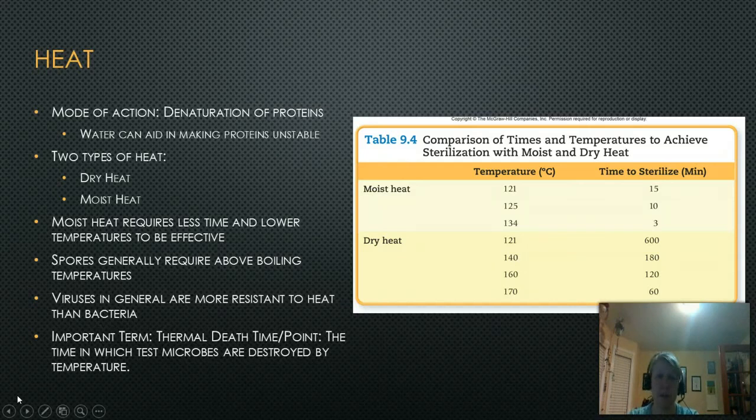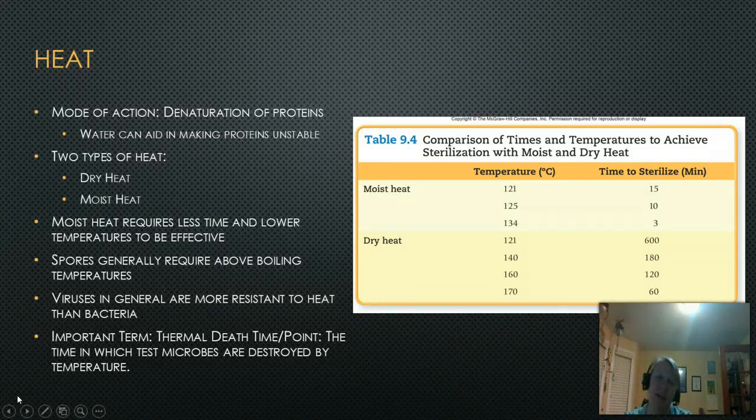Do you guys remember from the last topic how to test for this? Hopefully you do. But what you do is you take a sample and you put it in a nutrient broth or nutrient agar, and allow that sample to incubate and see if it grows. If it grows, then it means that you have not effectively killed the bacteria. If it doesn't grow, then you have effectively killed. So that's how we determine what these temperatures are.